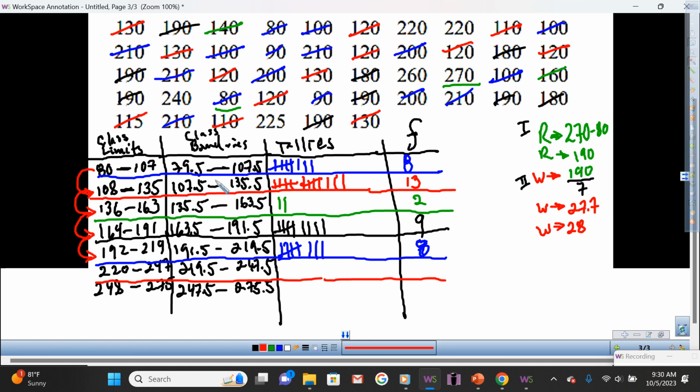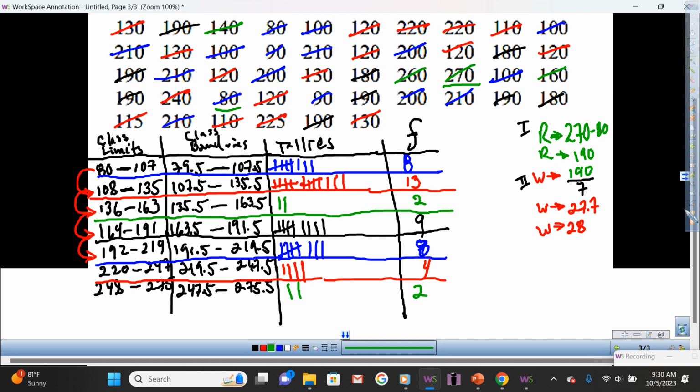From 219.5 to 247.5. We got 1, 2, 3, 4. That's it. And the last one, we got 1, 2. Hands if you got that? Yeah? Okay. So now that we have that, what do we do, Mr. Q?